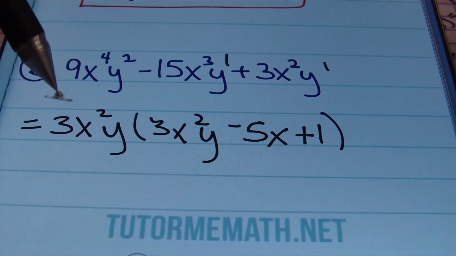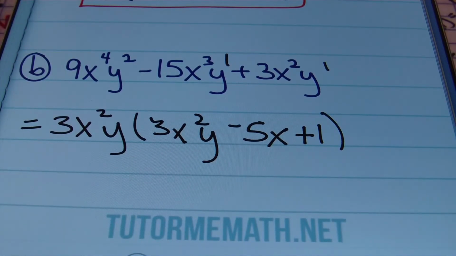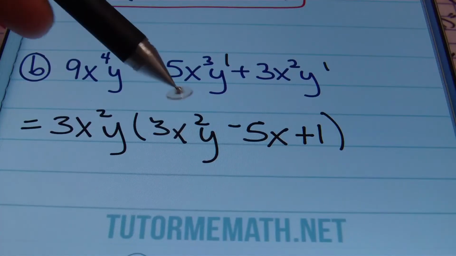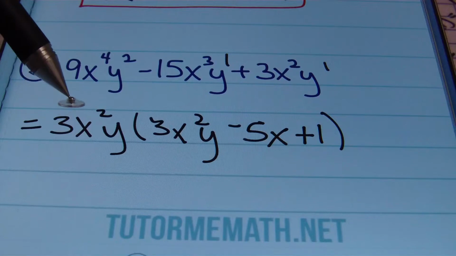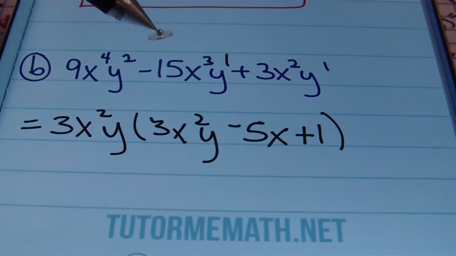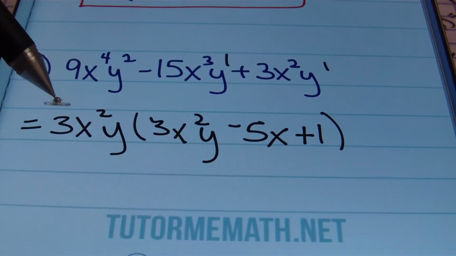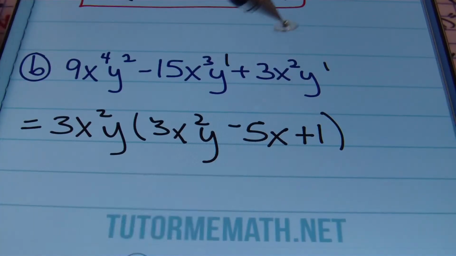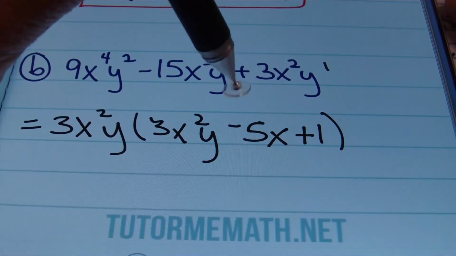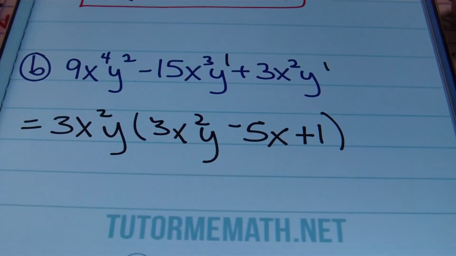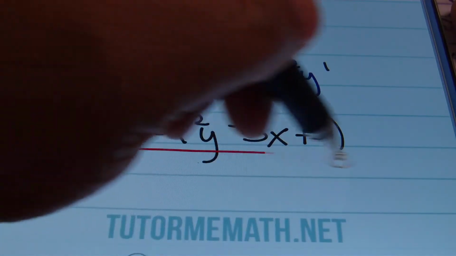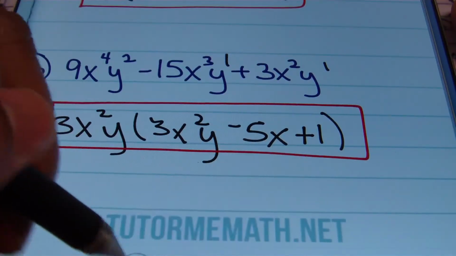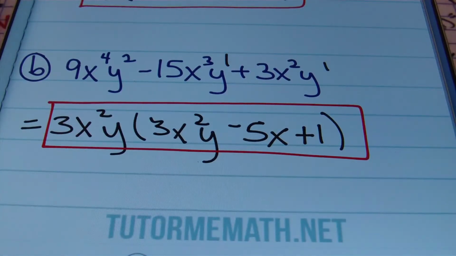Remember, this product is supposed to end up giving your original problem here. So 3x squared y times 3x squared y is 9x to the 4th power y squared, and 3x squared y times negative 5x is negative 15x cubed y, and then finally 3x squared y times 1 is 3x squared y. So that works out just fine. And what you have inside the parentheses here cannot be factored. That's important. You need to always make sure that your parentheses are completely simplified and factored. All right. There you have it, ladies and gentlemen.